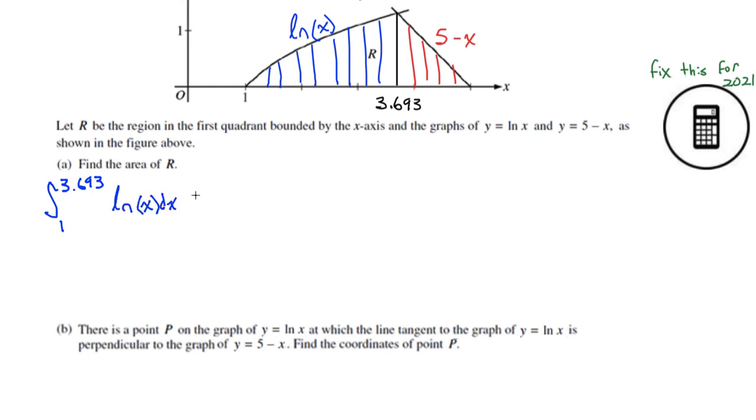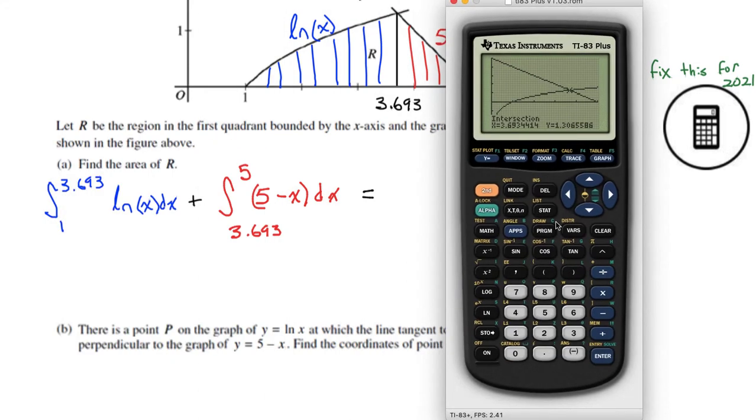And then I'm going to add that with our red function, which goes from 3.693 to 5. And that makes sense because 5 minus 5 is 0, the height of 0. So there's going to be the integral from 3.693 to 5 of 5 minus x, that entire function dx. And again, this is just something that you enter on the calculator, and then you are done.